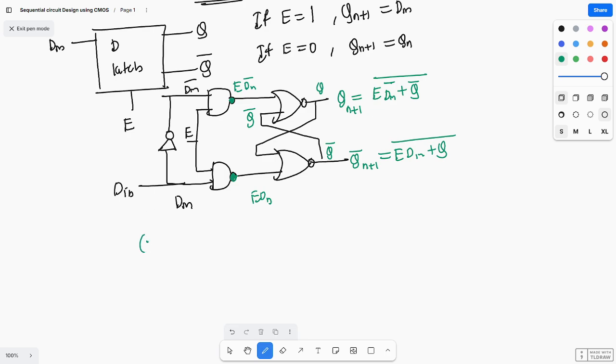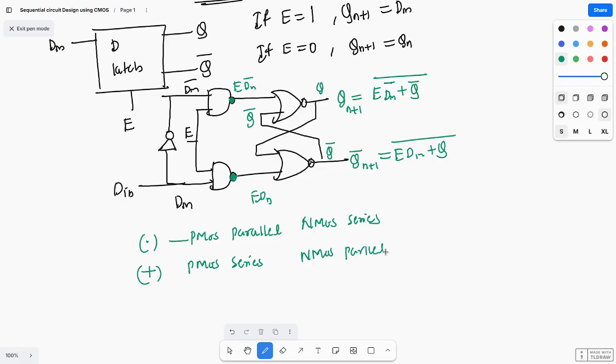You know that if it is an AND operation, PMOS will be parallel and NMOS will be series. If it is an OR operation, PMOS will be series and NMOS will be parallel. So with these equations, can I draw the CMOS circuit? Tell me.